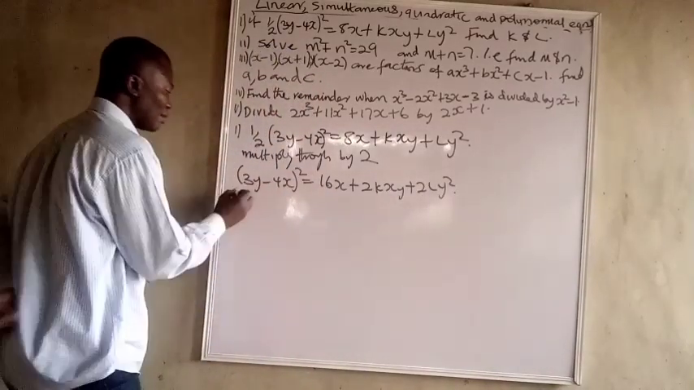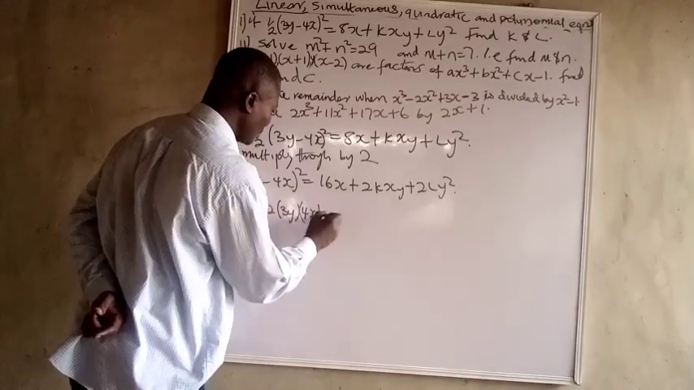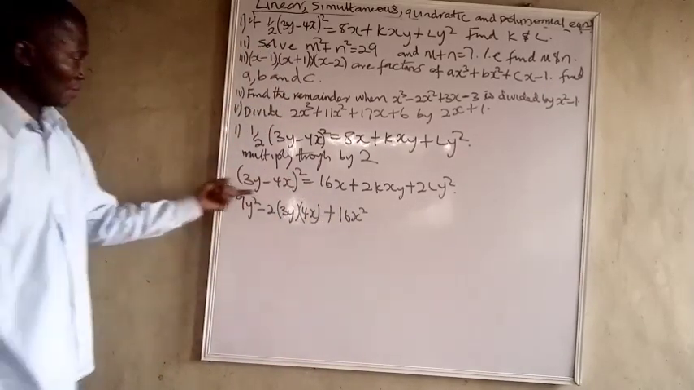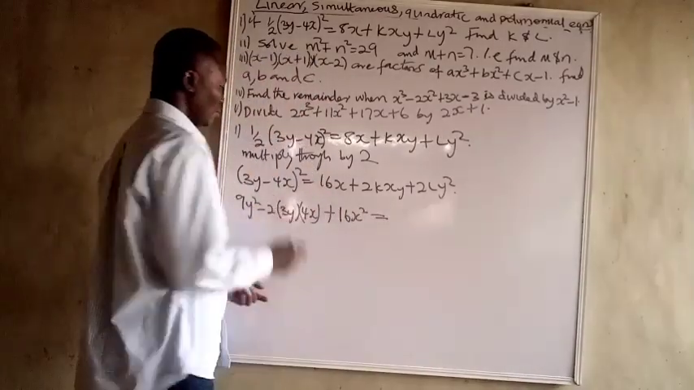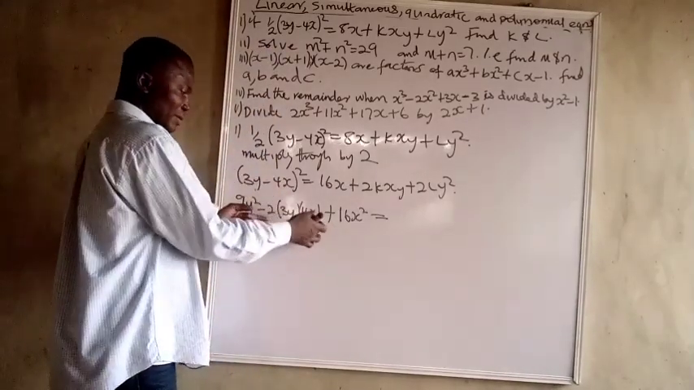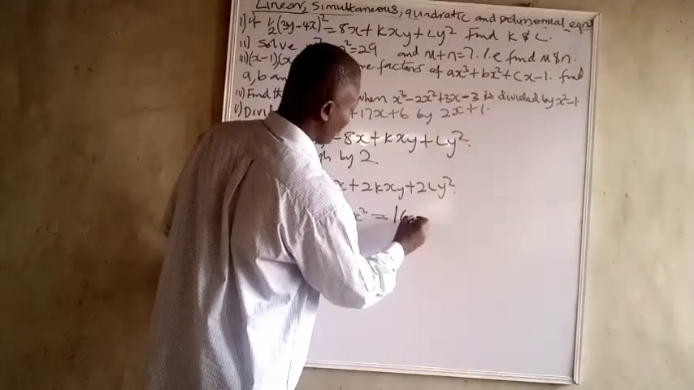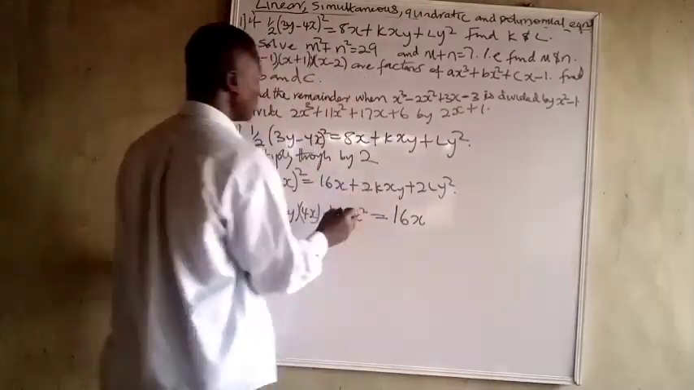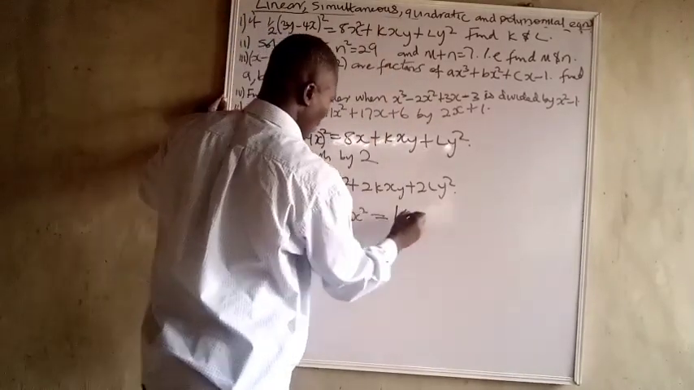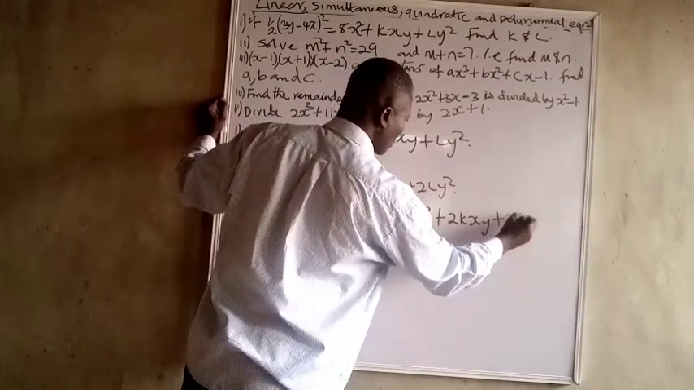Now let's expand this one. We are going to have 9y squared minus 2 into 3y into 4x plus 16x squared. Expansion of square: when we expand the square of a linear expression, that's how we get it. That is, the square of a minus b is a squared minus 2ab plus b squared. So this one should be x squared, sorry. So it's 16x squared plus 2kxy plus 2ly squared.